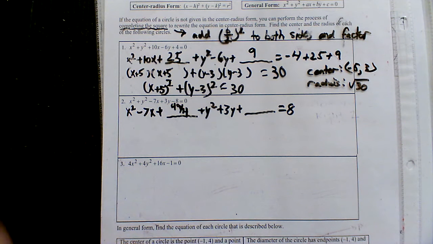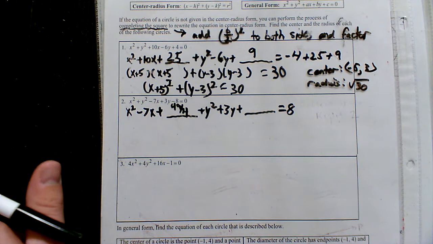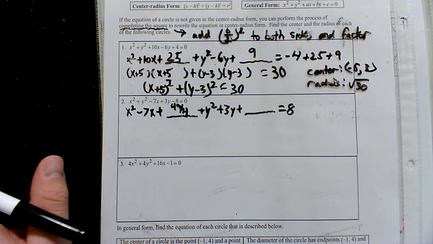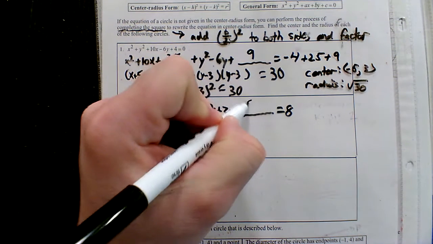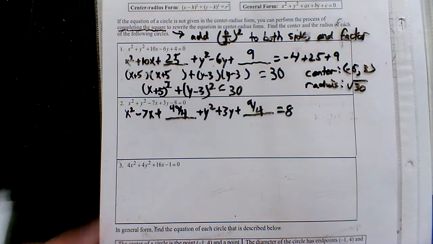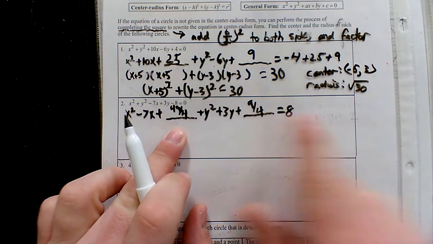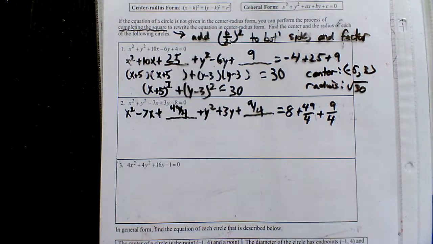Now follow those same steps and complete the square for the y values. Take your b divided by 2 and square it. What do you get for your y values? Marie? 9 over 4. Okay? We added them to the left. Don't forget, you have to add them to the right. We're okay so far?